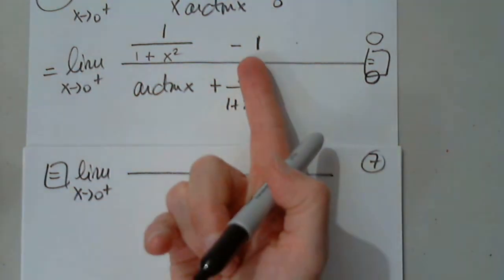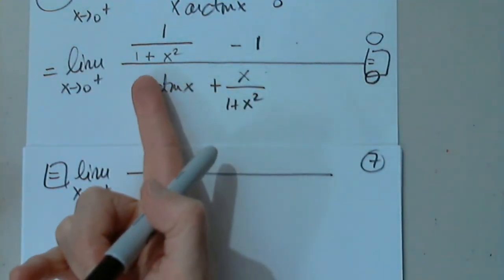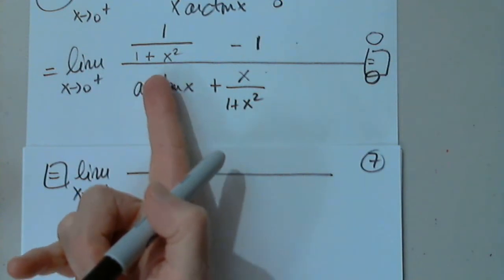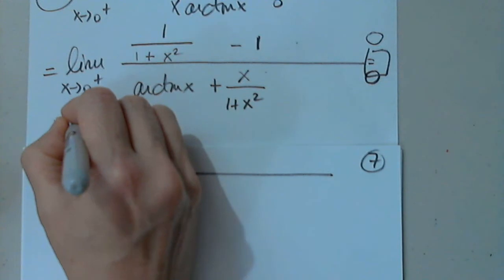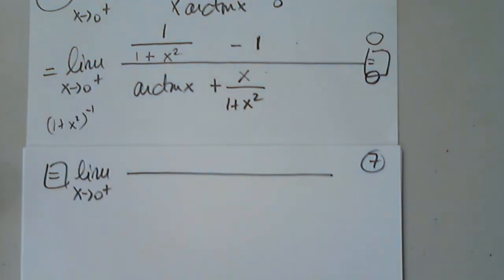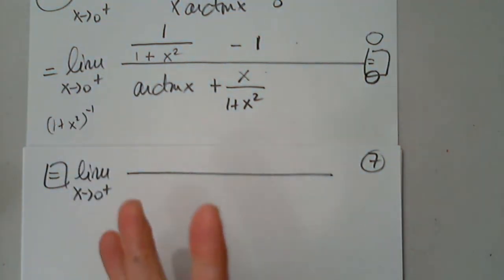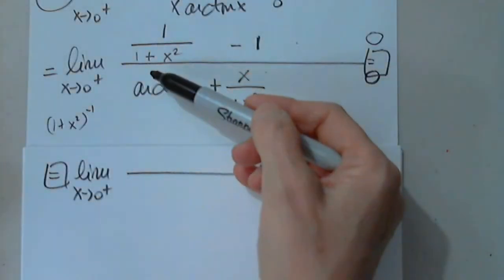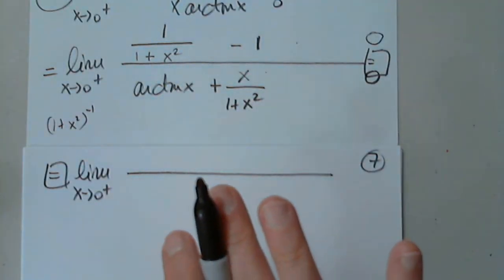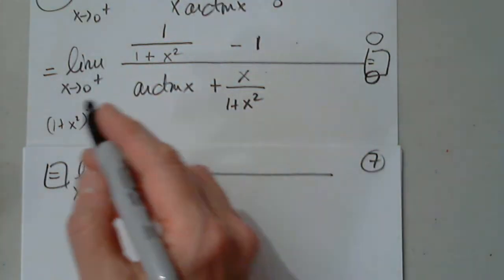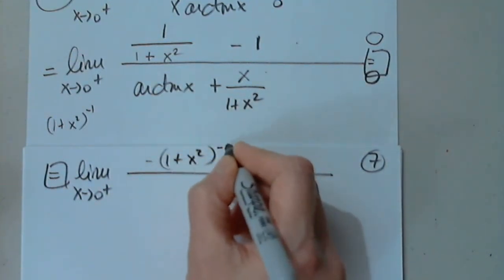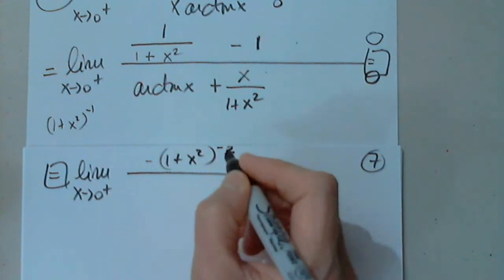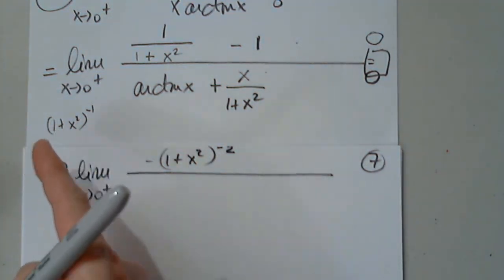Okay, now this will go away. This is 1 plus x squared. I prefer that, 1 plus x squared to negative 1. It's easier to differentiate versus a ratio, but it's up to you. This is my preference. So I have negative 1 plus x squared to negative 2 times the inner function prime.